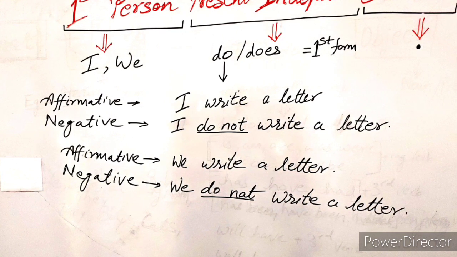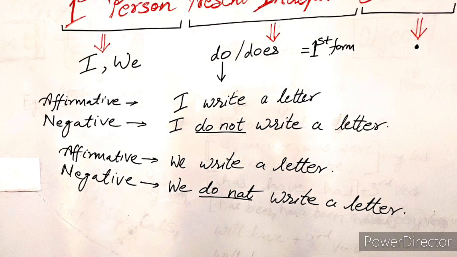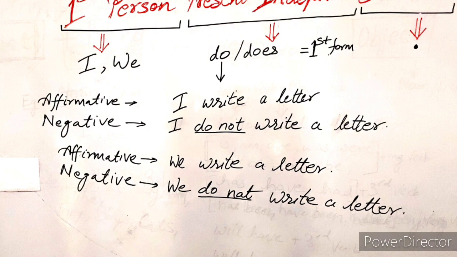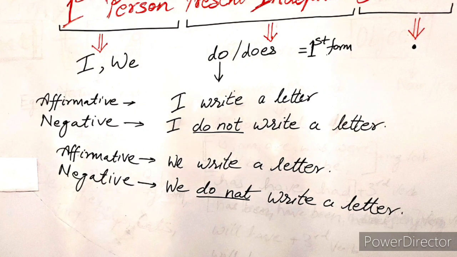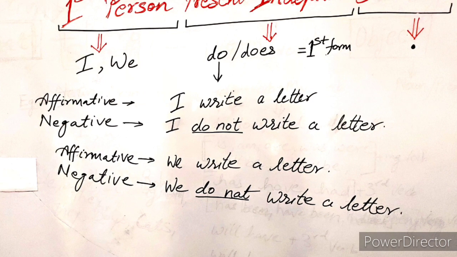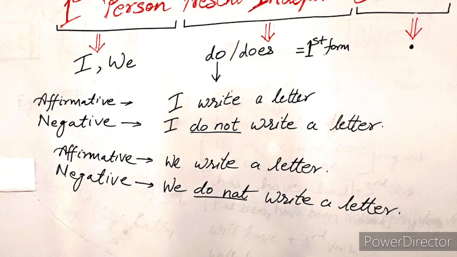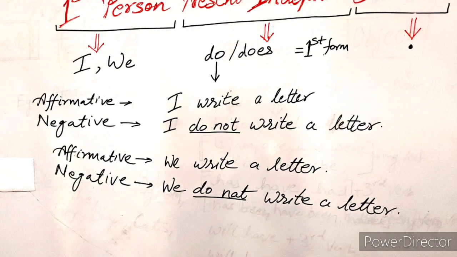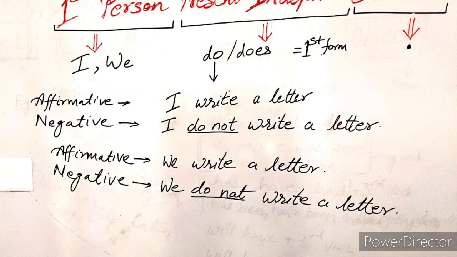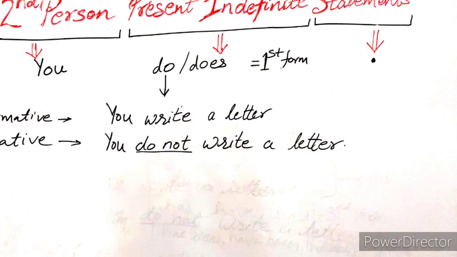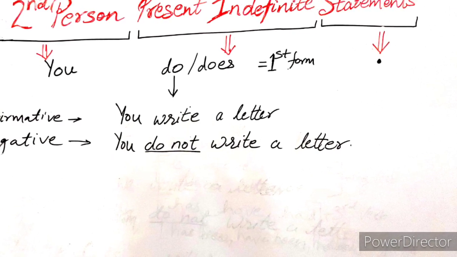Similarly, with the first person plural, the example becomes we write a letter, and its negative becomes we do not write a letter. So you can clearly see in present indefinite, when we make a negative sentence, the helping verb do or does comes in front, and when we are framing an affirmative sentence, do or does is hidden in the main verb.